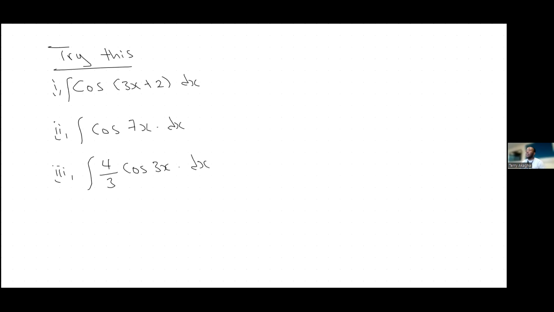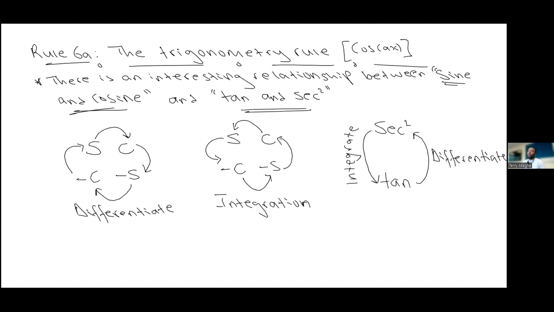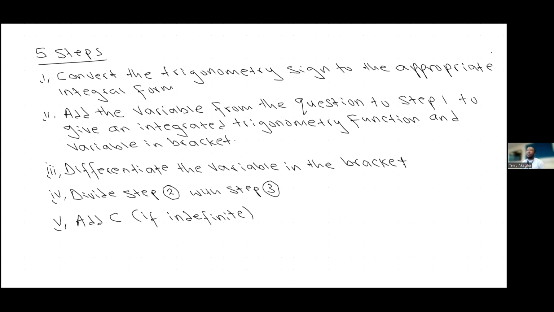And so that'll bring us to the end of the video for how to integrate cosine. Like I said, there's an interesting relationship between cosine and sine. When you're going clockwise, you differentiate. When you're going anti-clockwise, you integrate. And also for sec squared and tan. And like I said, these 5 steps are exactly the same for sine, cosine, and sec squared. So I'm going to say the same 5 steps when I get to sine in the next video. The video after that, I'm going to talk about sec squared, and we'll keep on moving that way.